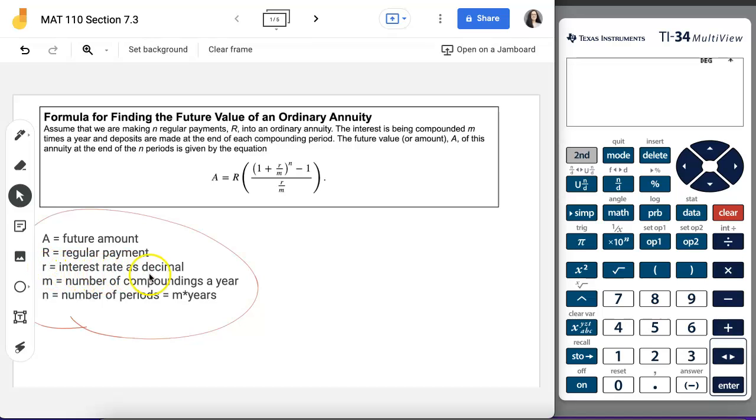R is the interest rate written as a decimal. M is the number of compoundings in a year. And N is the number of periods. Another way to think about the number of periods is if we multiply the number of compoundings times the number of years, then we get the total number of periods of compounding. So let me show you an example of how this works out.